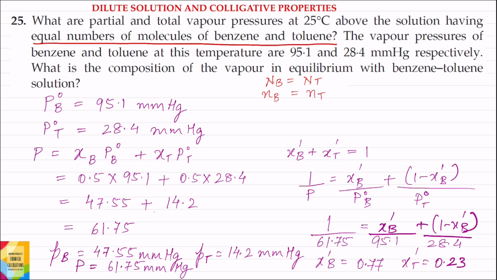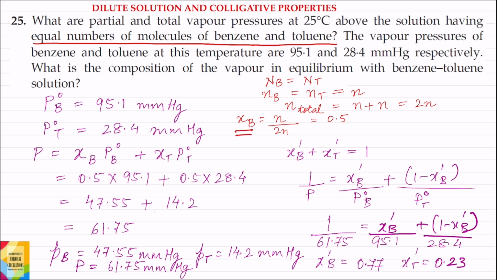Now, we can write number of moles of benzene is equal to number of moles of toluene and let this be equal to n. So number of moles of benzene is n, number of moles of toluene is n. So total number of moles, how much will it be? Number of moles of benzene, that is n, plus number of moles of toluene, that is n, and this is equal to 2n. Now mole fraction of benzene will be equal to moles of benzene, that is n, divided by total number of moles, that is 2n, and this is equal to 0.5.